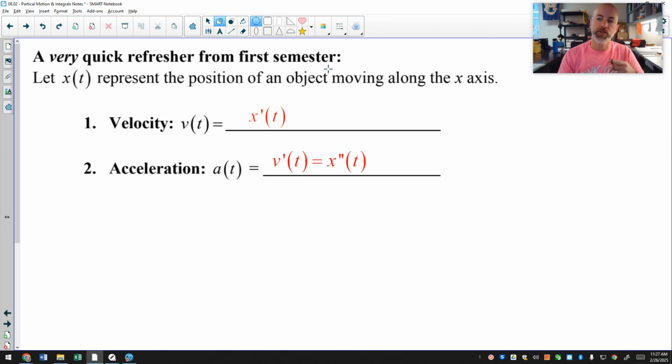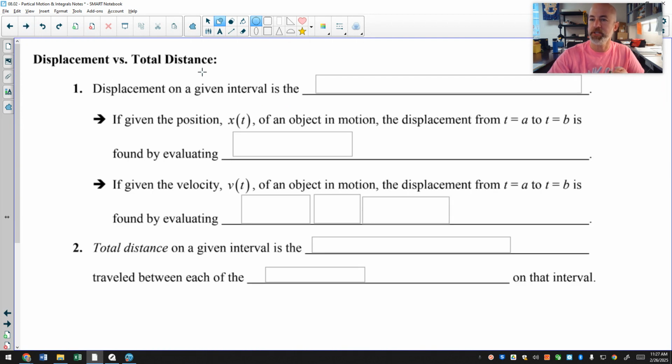Very quick refresher on the relationship between position, velocity, and acceleration. Velocity is the derivative of position. Acceleration is the derivative of velocity, or the second derivative of position. And we'll be camping out on that first line. We'll be talking about the relationship between velocity and position here. And we're going to talk about displacement versus total distance.